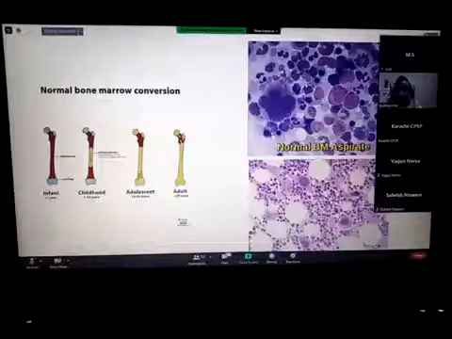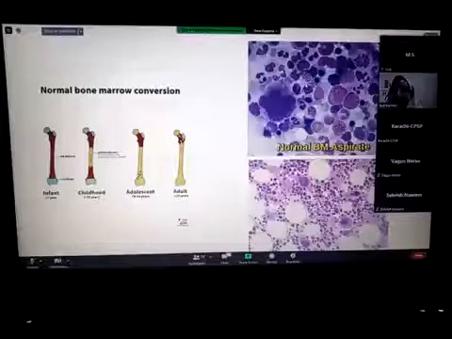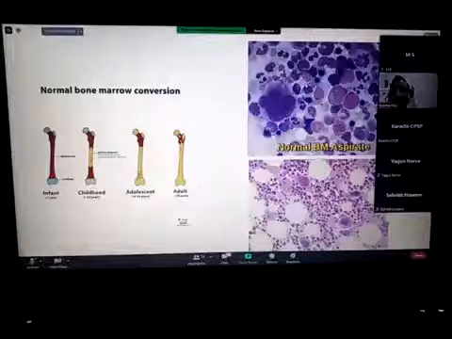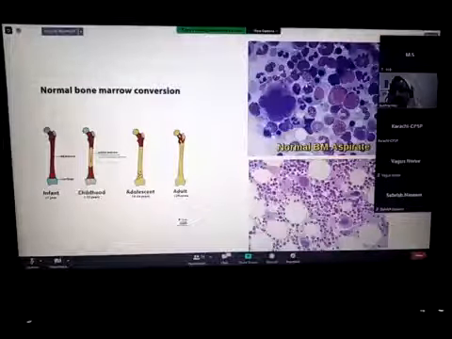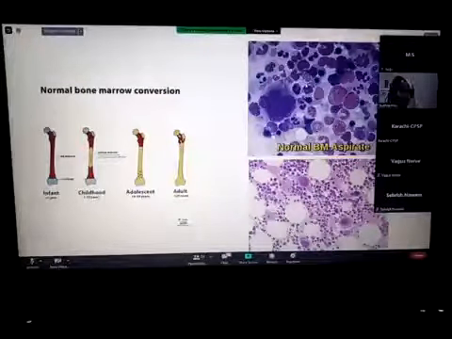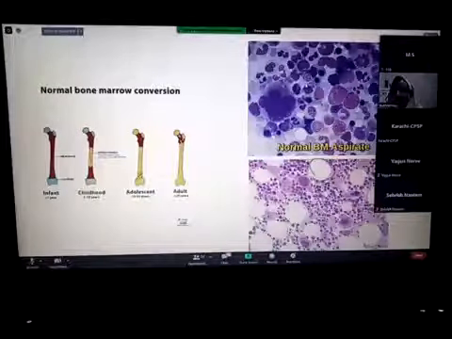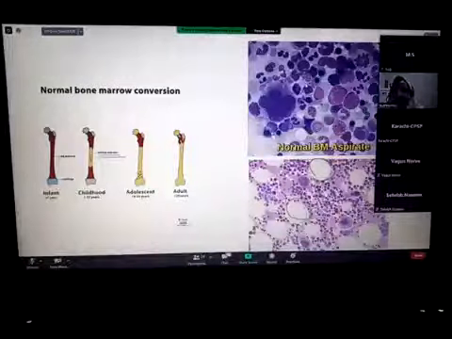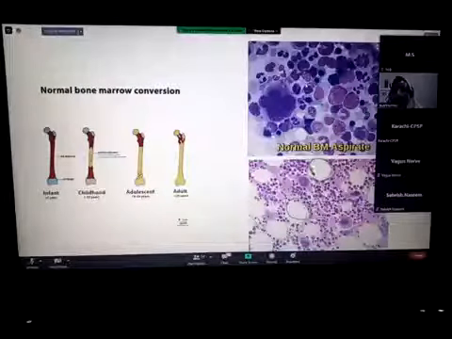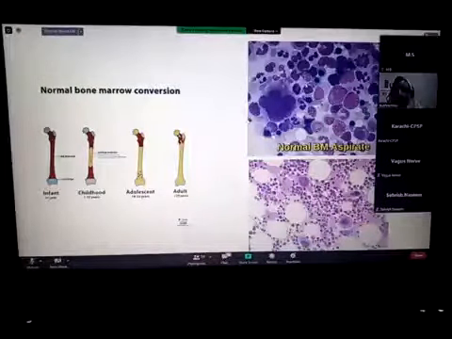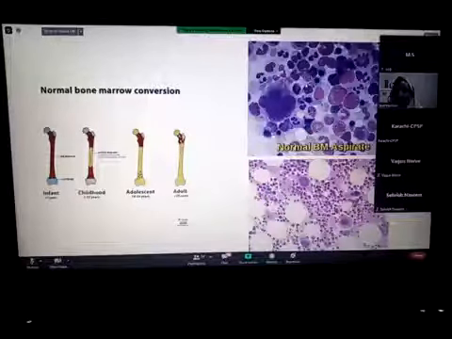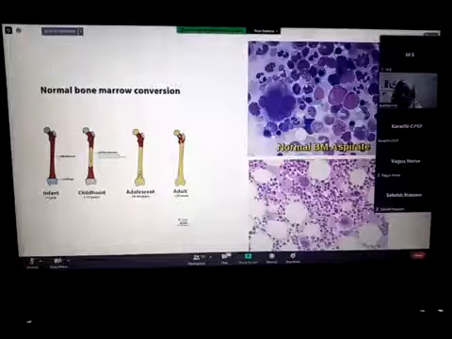On the right, you can see how the bone marrow aspirate looks. And in the lower picture, you can see how the trephine looks. You can see hematopoietic areas and these white bubbles which you can see here. These are actually the fat cells. So normally, the fat cells constitute 50% of this, and the remaining are the hematopoietic cells, which can be seen in the middle.